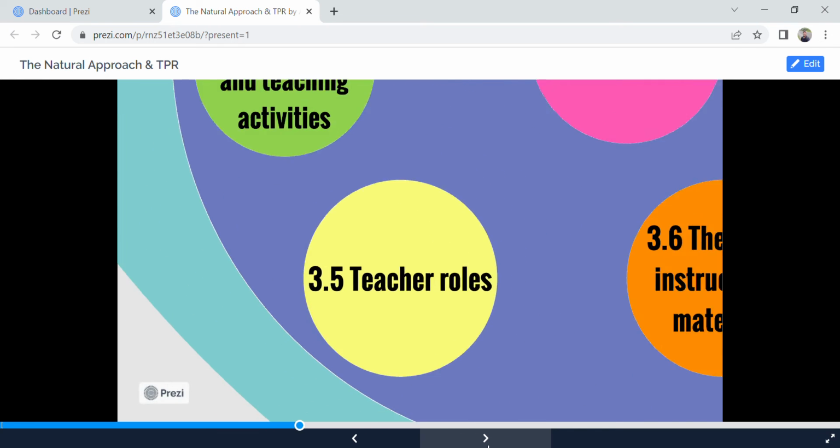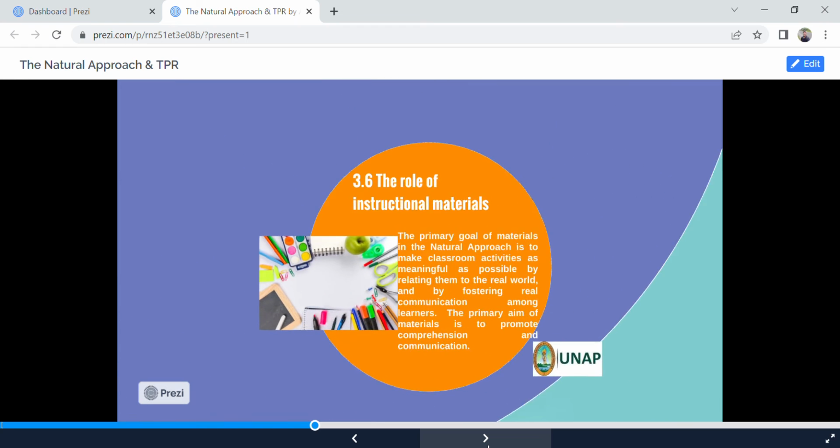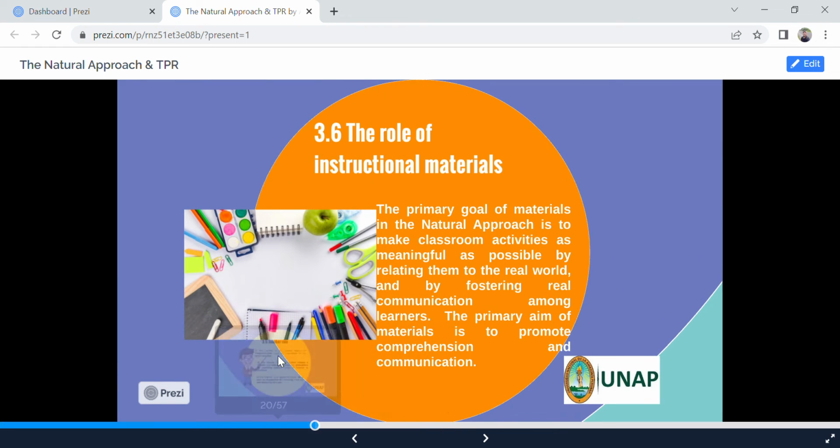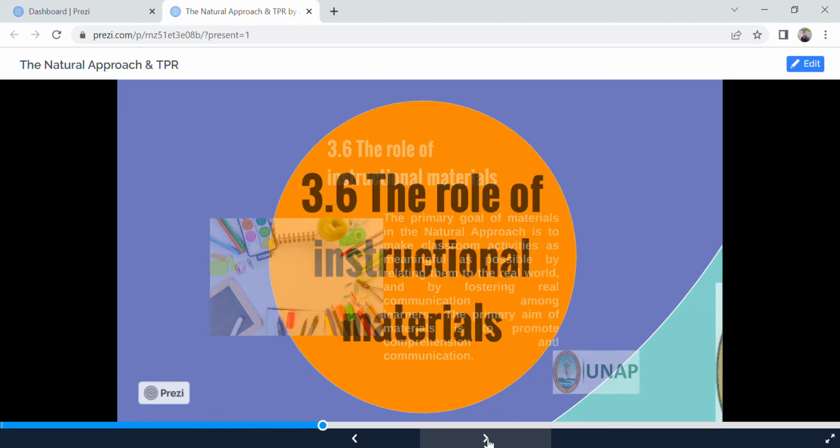And then we have the role of instructional materials. The primary role of materials in the natural approach is to make classroom activities as meaningful as possible by relating them to the real world and by fostering real communication among learners. The primary aim of materials is to promote comprehension and communication.